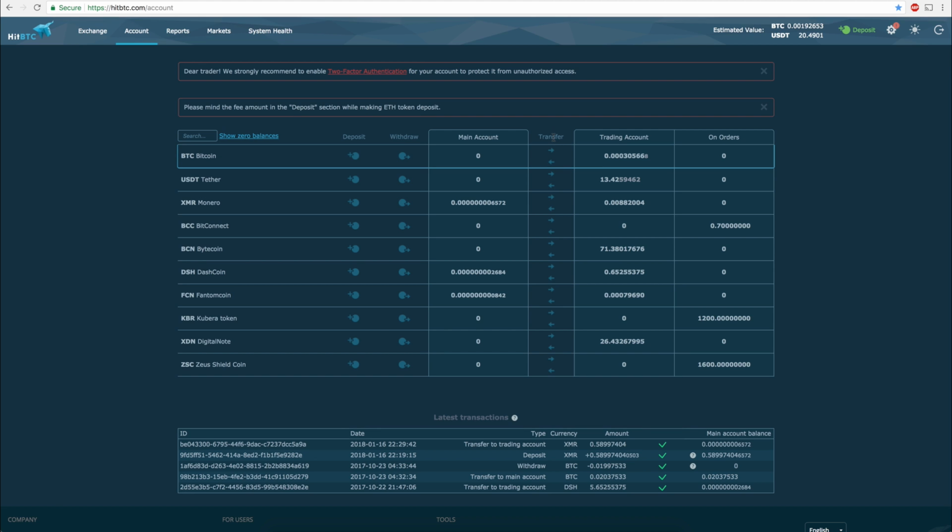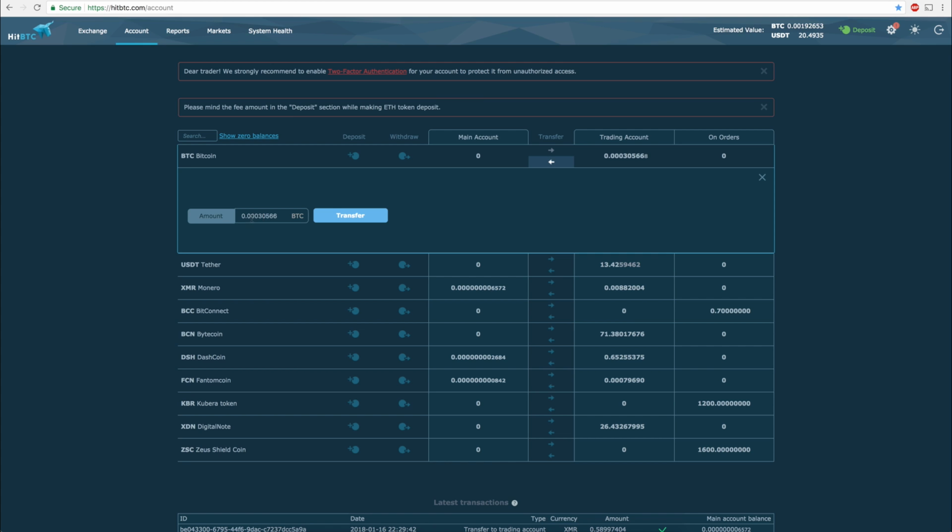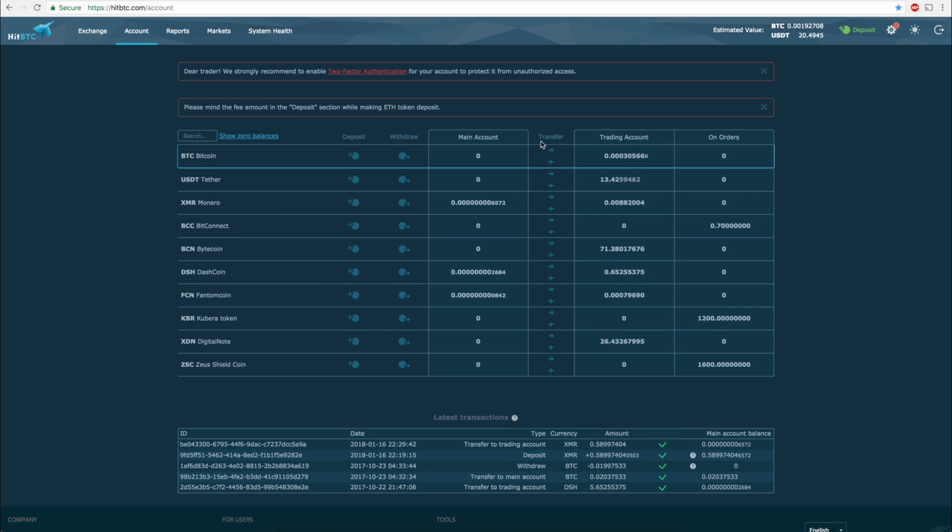And that's what this transfer button is for. If I want to transfer this all the way back, I just press on this button and type in the amount to transfer, and I hit transfer, and it just goes over. There aren't any fees for that.